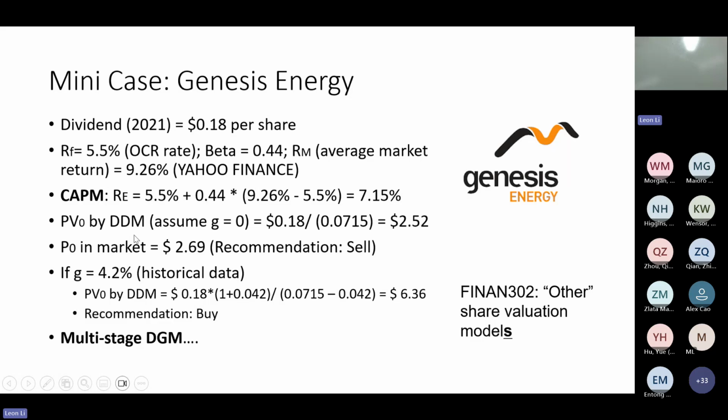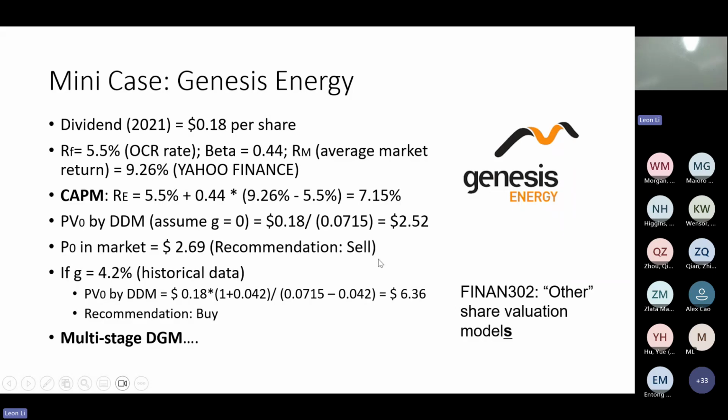But here I use a simple case. I assume the dividend growth rate is 0, zero growth, and I have the result. Okay, then the share price in the market is 2.69, and our share value is 2.52. So our recommendation is to sell.